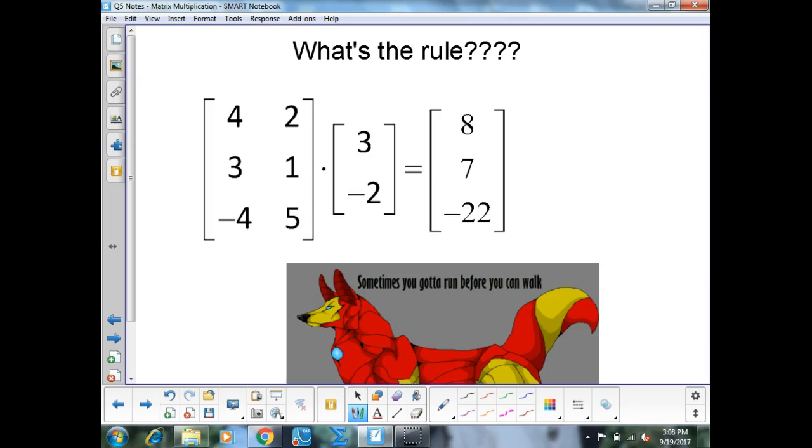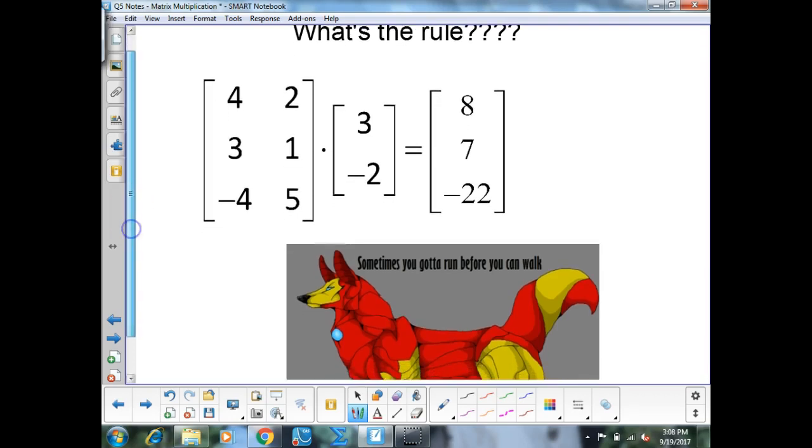So in this slide we have an example of matrix multiplication, and I'd like you to just maybe pause for a moment and think about what the rule might be. Now notice our little meme here. Sometimes you got to run before you can walk. So we're going to look at what matrix multiplication is all about and how it works.